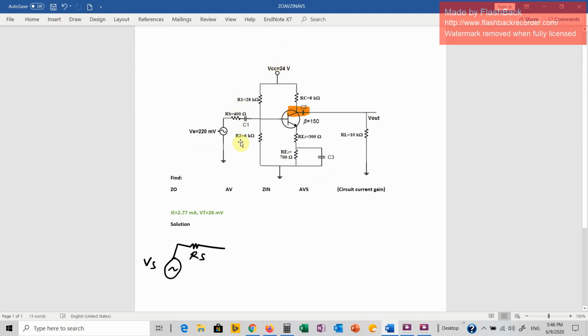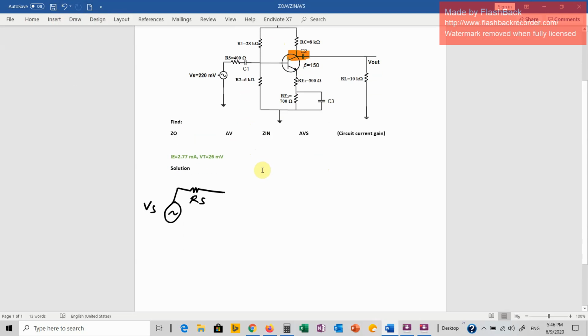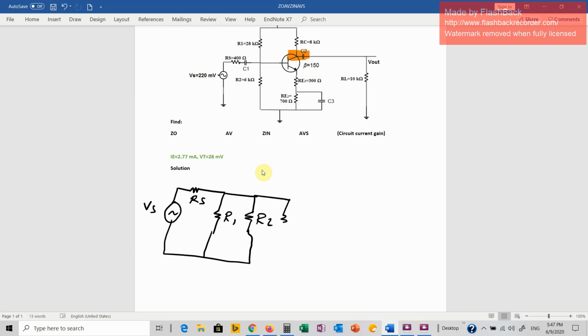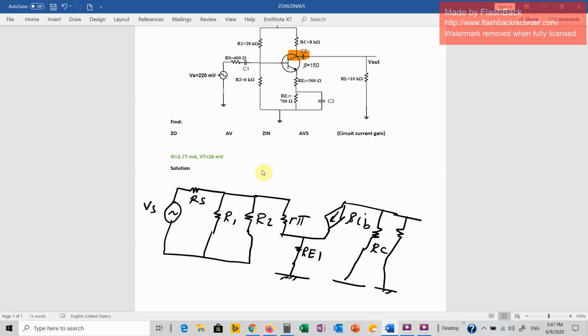So it's going to be grounded. So R1 and R2 will become grounded and they will become in parallel. So here we have R1 and R2. Okay, and then we have our transistor here, and this is R pi. And this is RE1 only, and this is grounded, and here we have beta IB, and finally here we have the output impedance, which is RC and RL, and this is the output. Of course, I have ignored RO from our calculation.